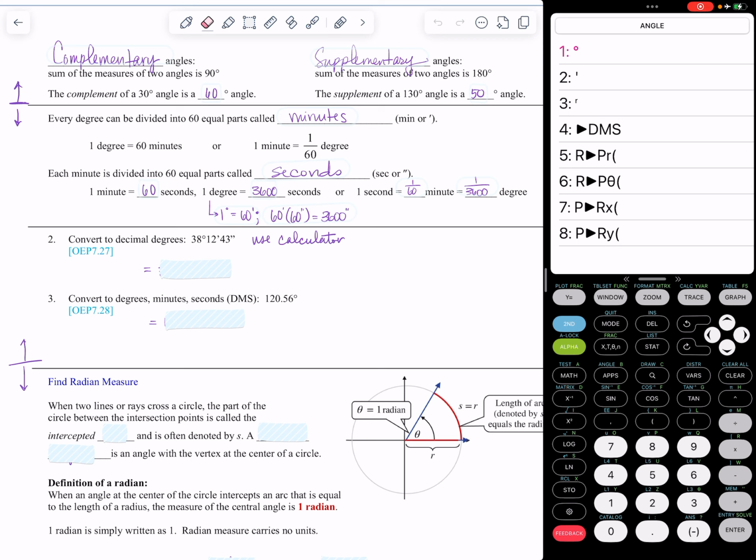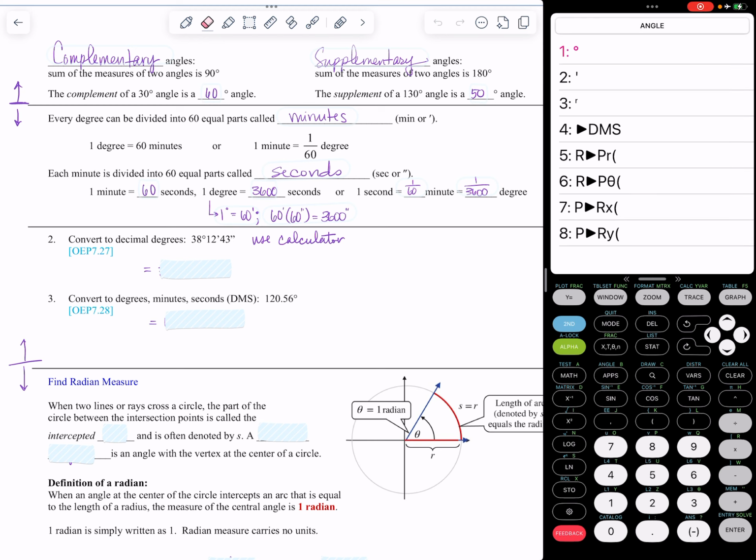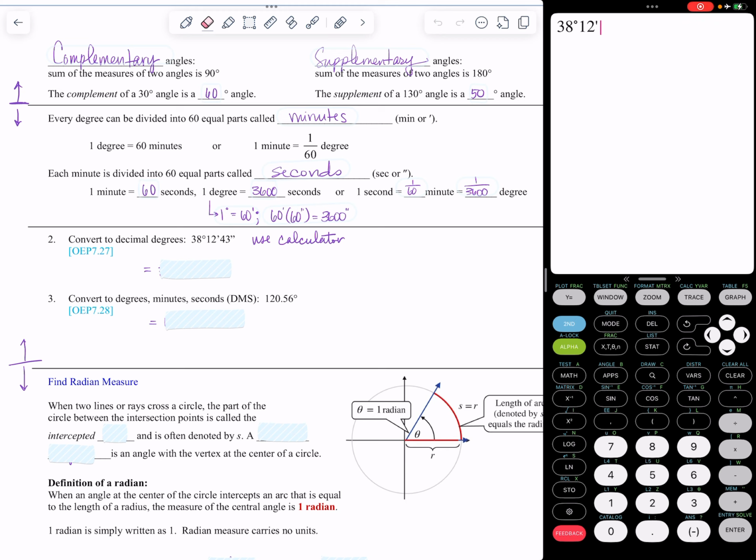So number 1 in our angle menu is degrees. So you can go ahead and push 1 or push enter. So it's going to give you 38 degrees. Then we'll go ahead and type in 12, and now we need 12 minutes. And so when you go back to that angle menu, so second apps or second angle, and notice that number 2 is our minute symbol. All right, so now it says 38 degrees and 12 minutes.